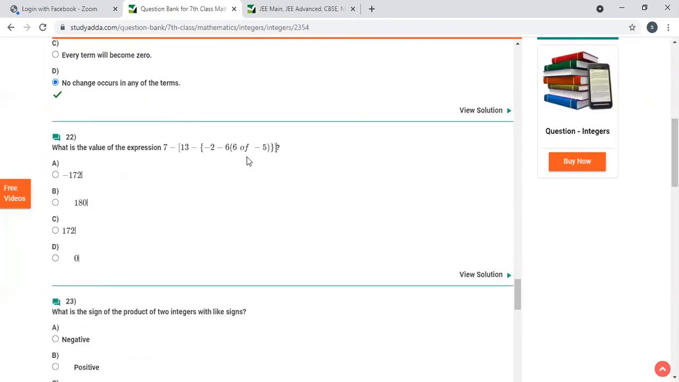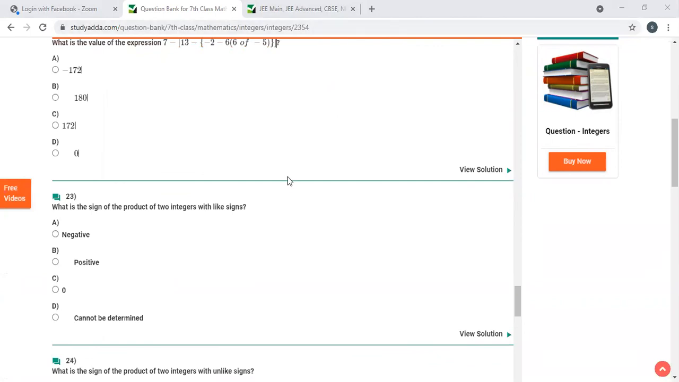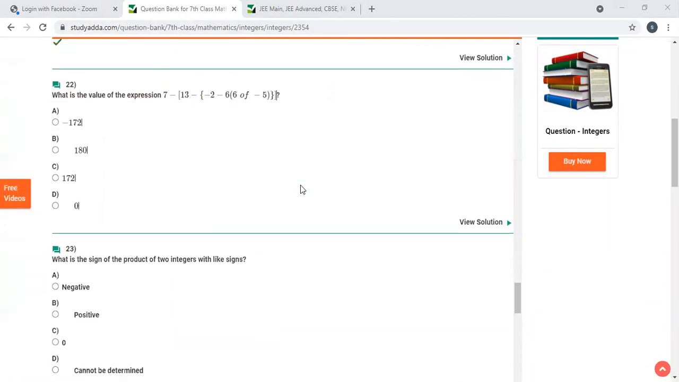Solve this. Firstly, you will solve of. Of means multiply. Then you will solve the bracket. Do it. Hurry up. Tell me the answer. Let's see who will give the answer first. Answer of this, have you done?